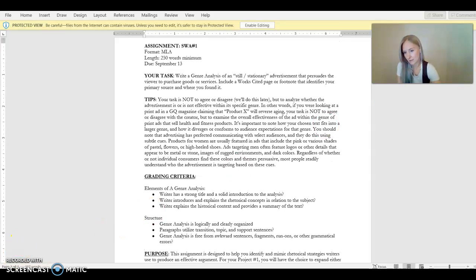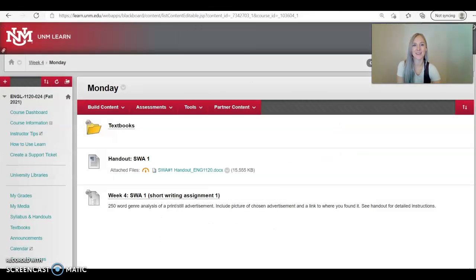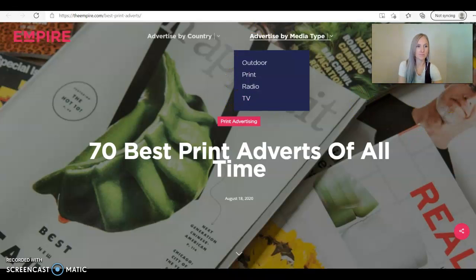Where are we at? Time-wise, I don't know where we're at time-wise. Okay, oops. If I can use my computer, it'd be great.